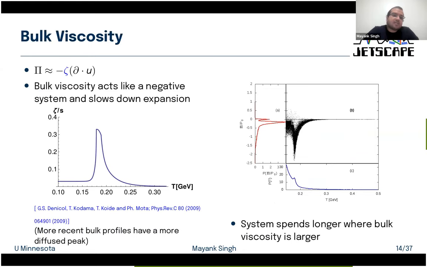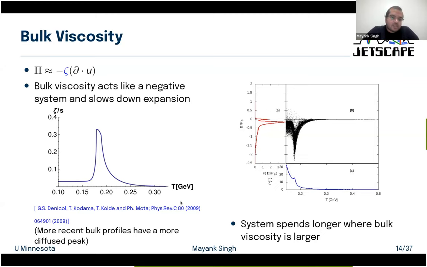Now let's look at bulk. To leading order the bulk term looks like this, where you have a bulk viscosity coefficient, and it's proportional to the fluid divergence. So if the system is expanding, it will resist that. Bulk viscosity essentially acts like a negative pressure, something that I said earlier, and it slows down expansion. Pressure gradients accelerate the expansion, while bulk viscosity decelerates it.